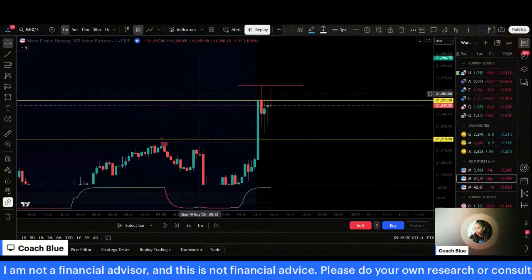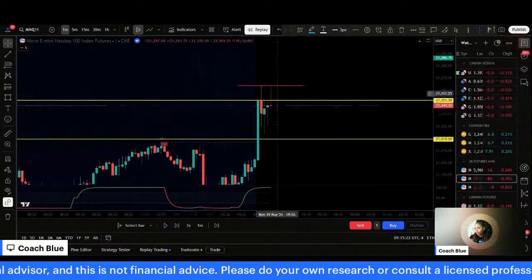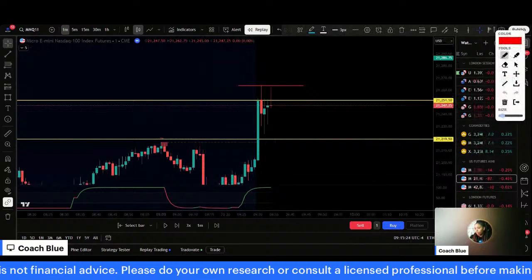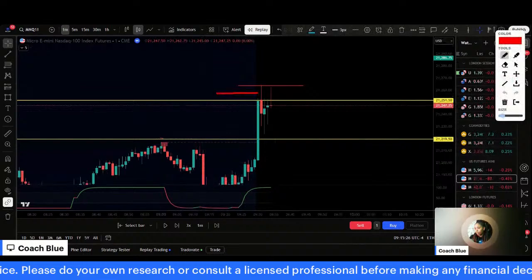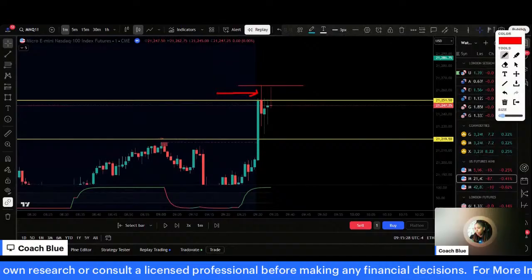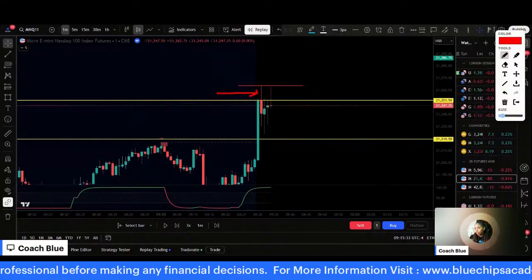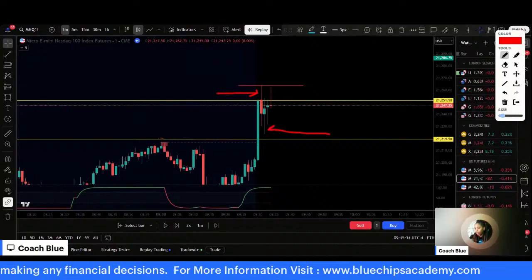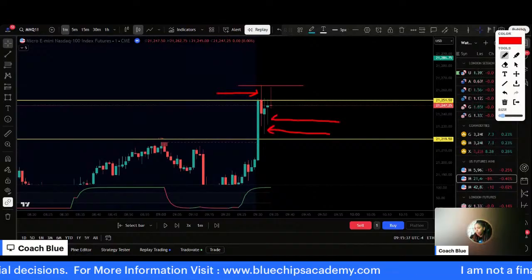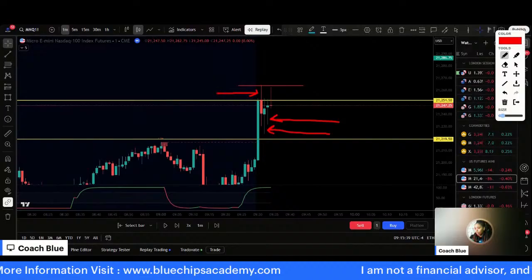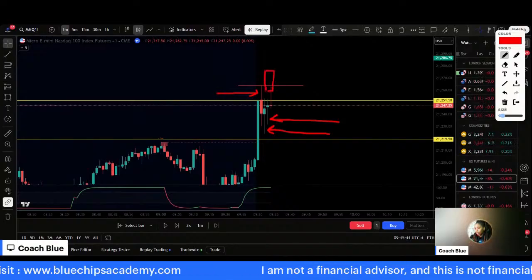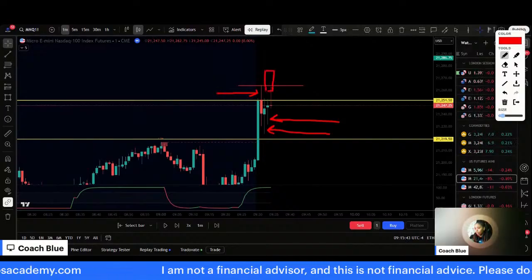Now we're looking for a pullback. Okay, so this was the candle that I was looking at for the pullback. Right here, that was a good pullback. But if you notice, our next couple of candles did not exceed this level. It didn't exceed this level yet.